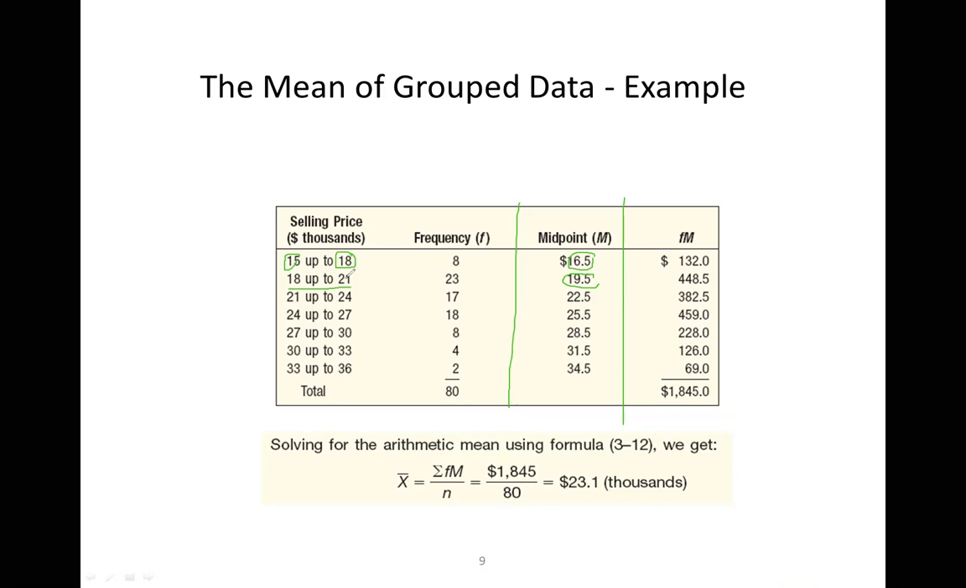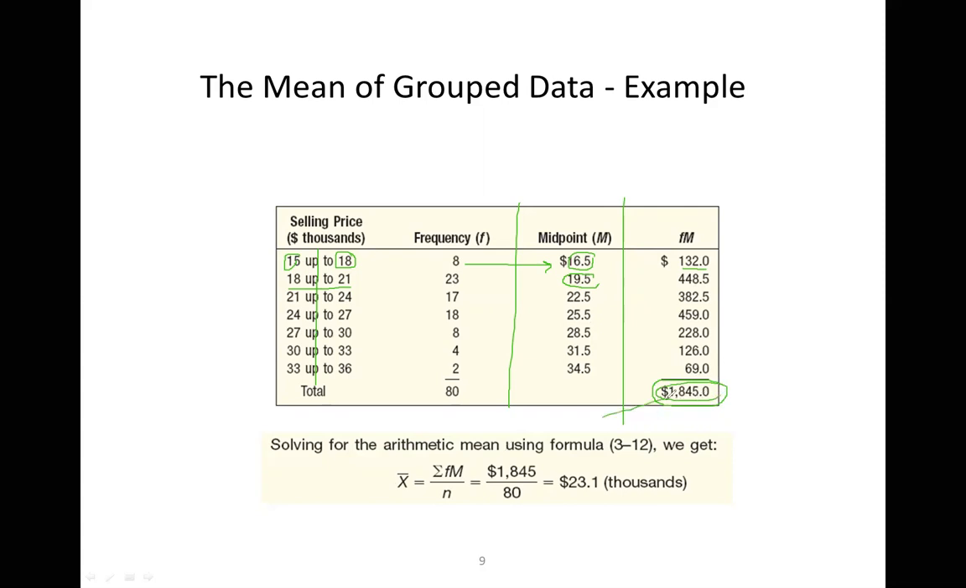The midpoint means the middle of the interval. How to calculate it? Maximum plus minimum divided by 2. Then we have the midpoint. And then the third column: each value of the frequency times the midpoint gives you fm. So 8 times 16.5 equals 132, and 23 times 19.5 equals 448.5, and so on. Adding them up gives sigma fm, the numerator.